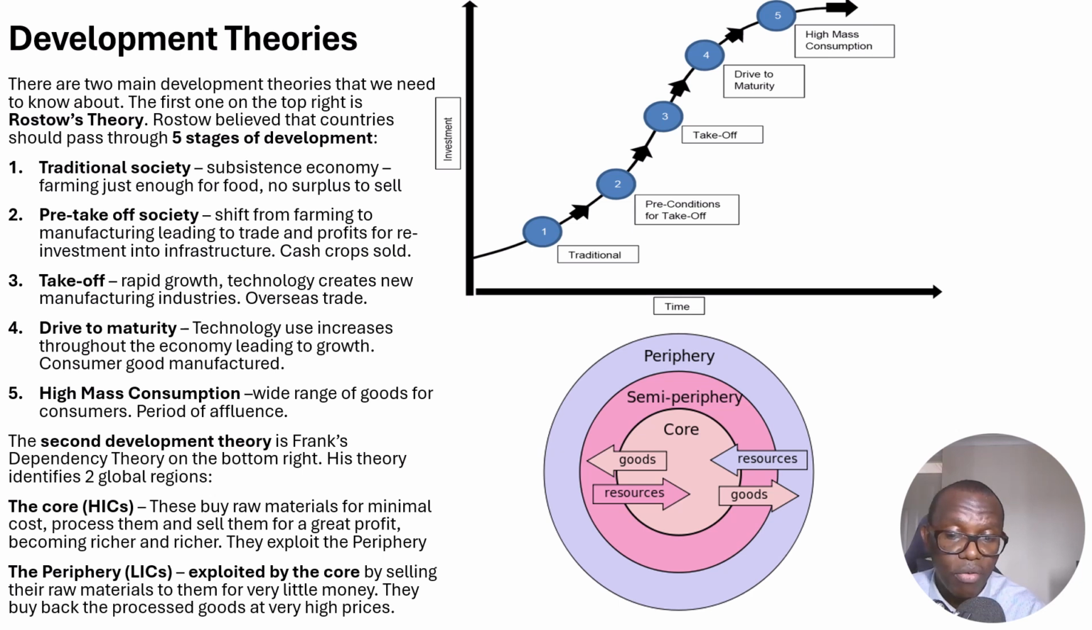for very high profit. Because they do that, they are actually exploiting the periphery, because the periphery is selling those raw materials at a very low cost. But then once they are manufactured, they are buying them back at a very high cost. So his theory suggests that the core exploits the periphery.